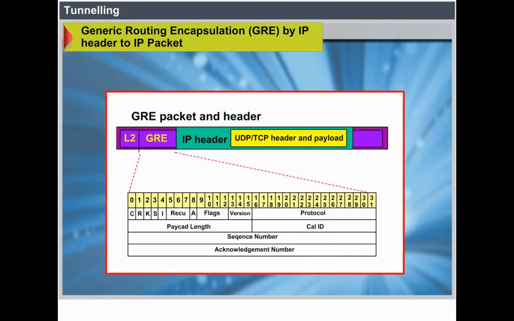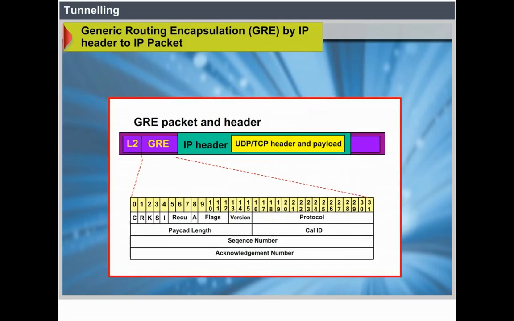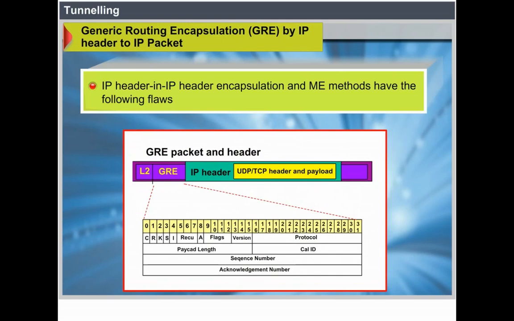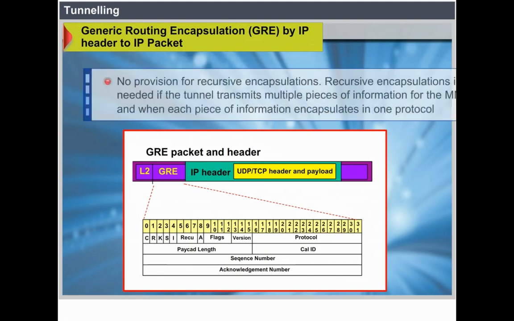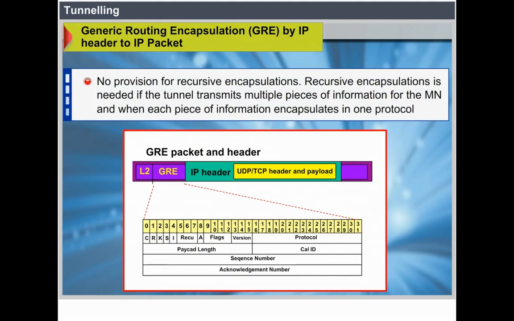Generic Routing Encapsulation (GRE) adds an IP header to an IP packet. IP-in-IP encapsulation and ME methods have the following deficiencies. Routing information for tunneling is not given. No provisions for recursive encapsulations.